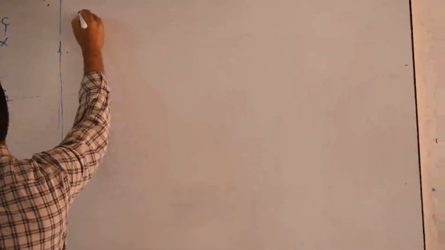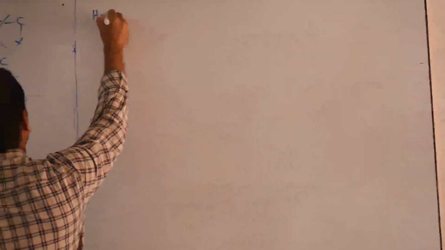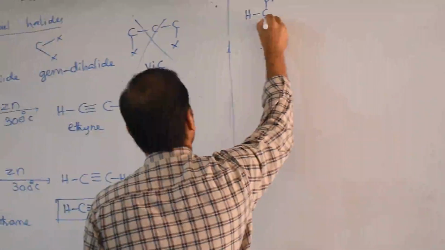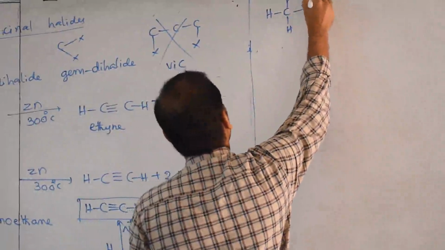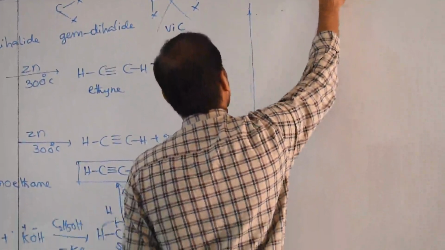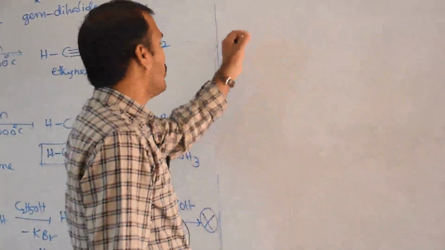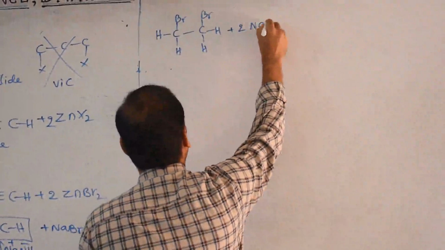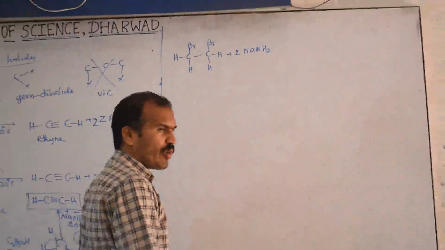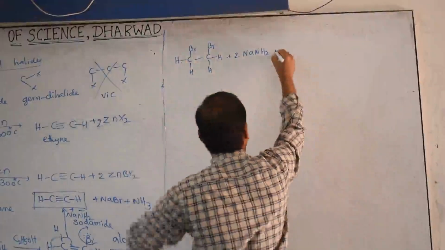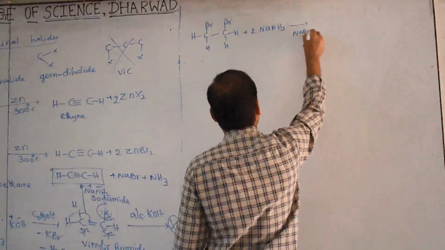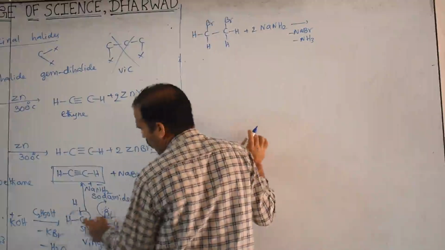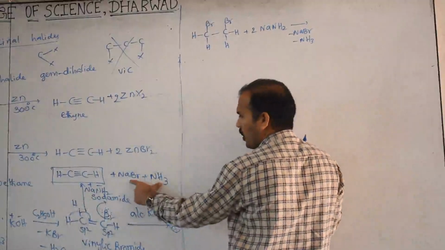Now, the same example I am taking here, H-C-Br and H. Now, for the same compound, to avoid your confusion, I am taking 2 moles of sodamide. 1 mole removes NaBr and NH3, as we already saw here. 1 mole of NH2 removes the NaBr and NH3.